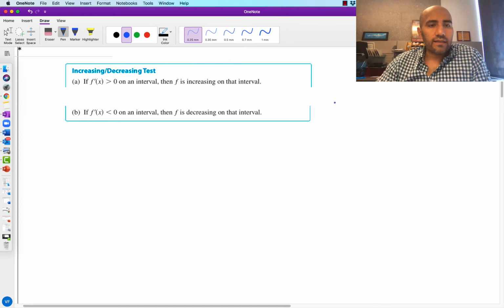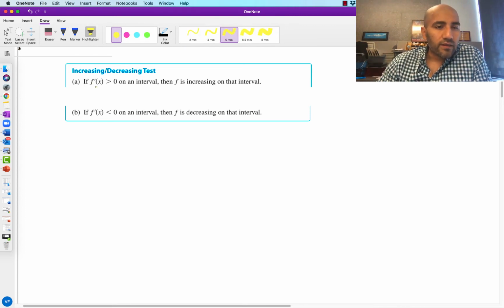Okay, so all of that leads us to the increasing/decreasing tests. A, if the first derivative is strictly greater than 0 on an interval, then f is increasing on that interval. B, if the first derivative is less than 0 on an interval, then f is decreasing on that interval, right?